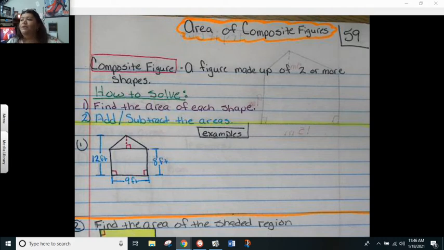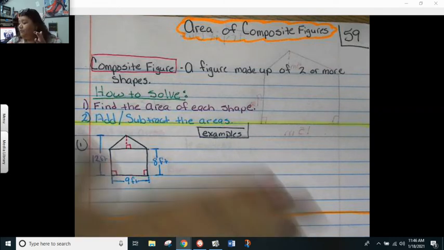We're going to be doing composite figures now. So what are composite figures? Before you get into the notes, composite figures are just figures made up of two or more shapes. Since you should know all the formulas for your basic shapes, rectangles, squares, parallelograms, triangles, trapezoids, circles, even half circles and quarter circles, now we're going to combine them all and find areas of composite figures, okay?